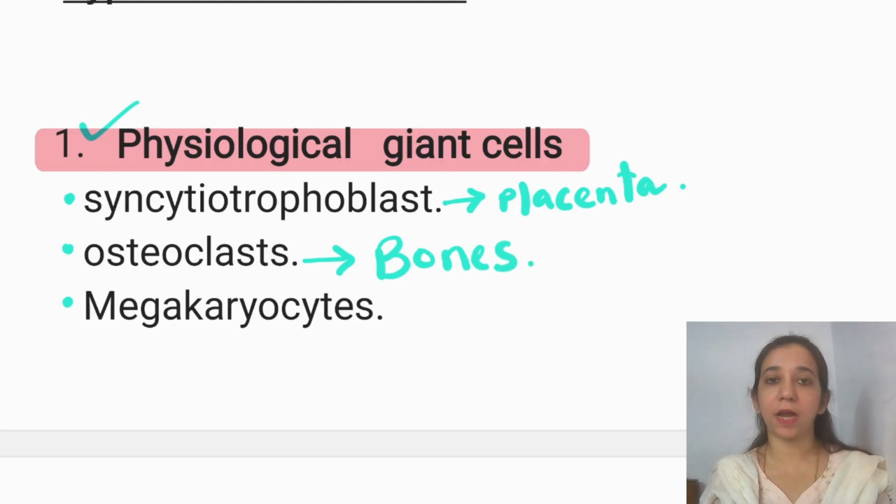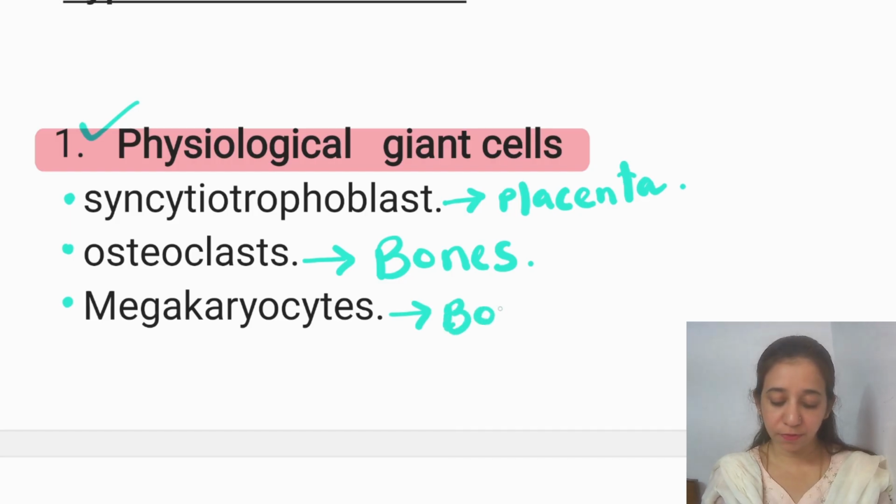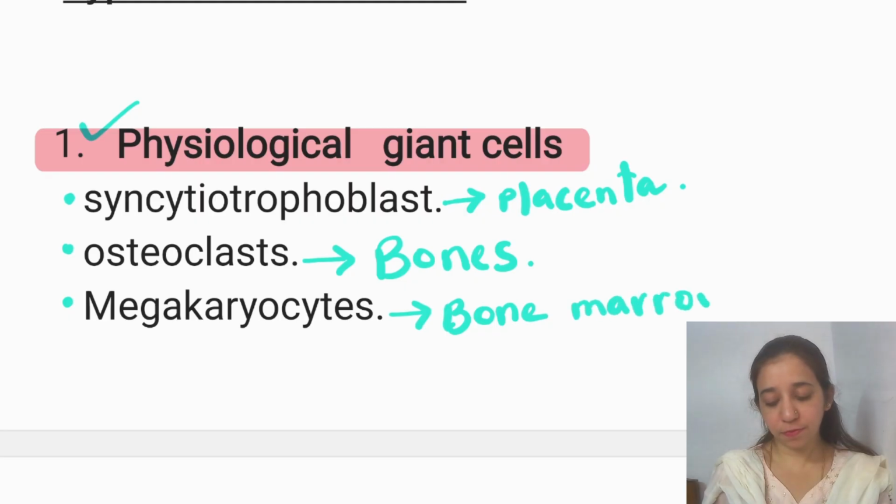We know osteoclasts are the bone resorption cells, and the third one is the megakaryocyte, which is found in bone marrow. And we know that megakaryocytes are the precursors for platelets.